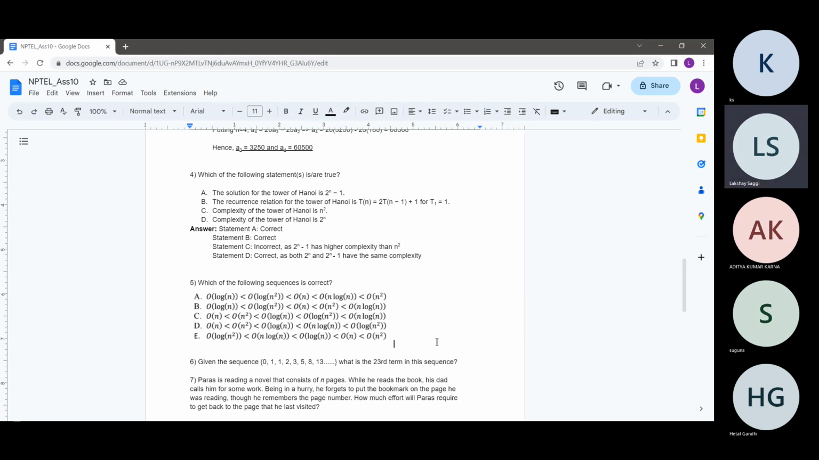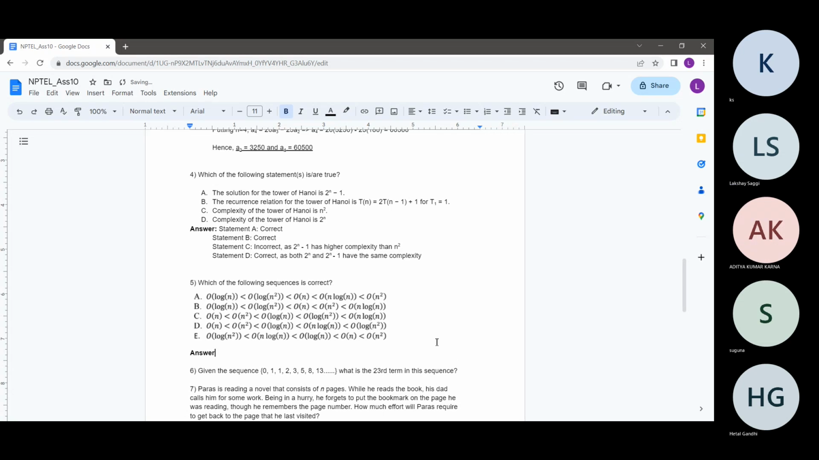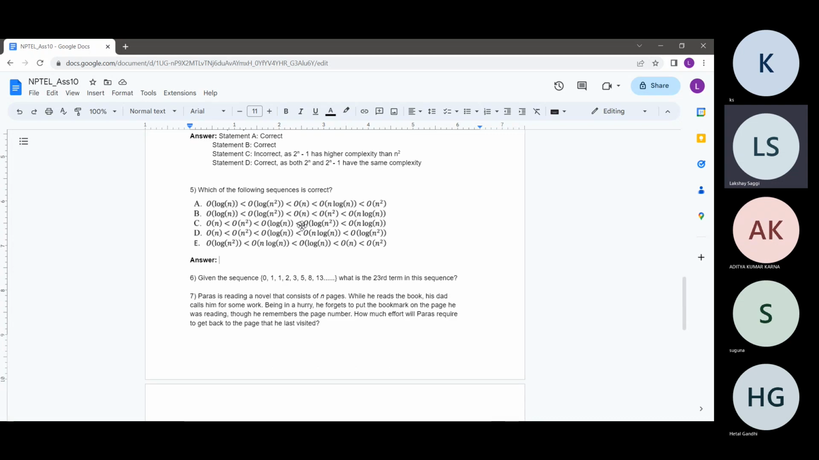So the fifth question is again a complexity basics question and not too difficult. It's just asking which of the following sequences is correct in terms of complexity. We have been given a bunch of sequences of functions, like order log n square, order n log n, and something like this. And we need to answer which of these sequences are correct. So will anyone like to try this question out?